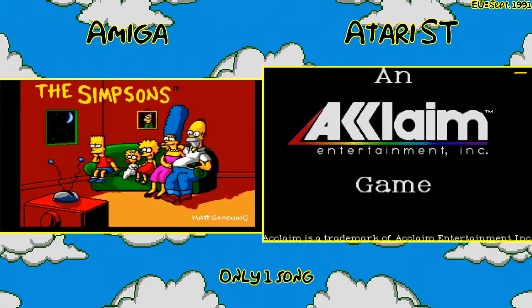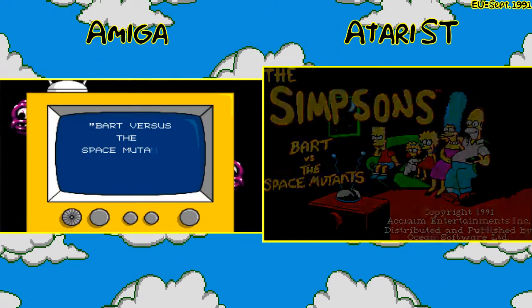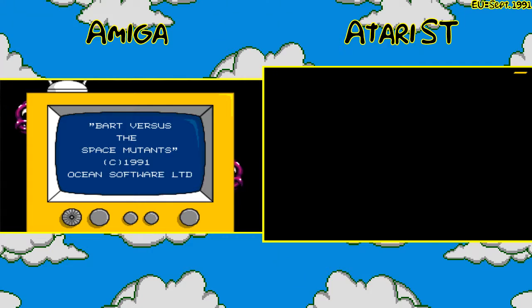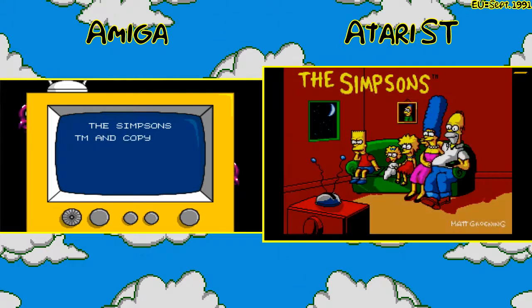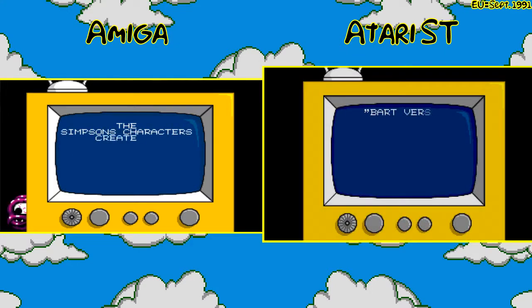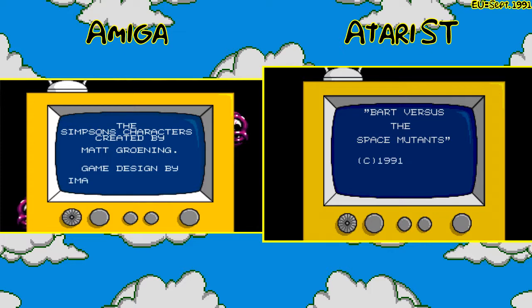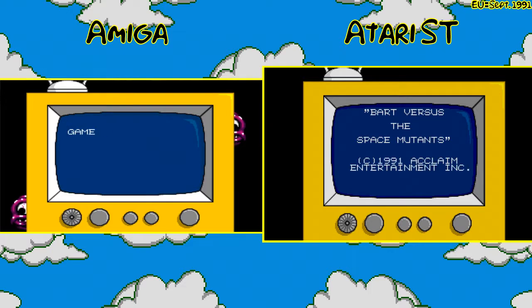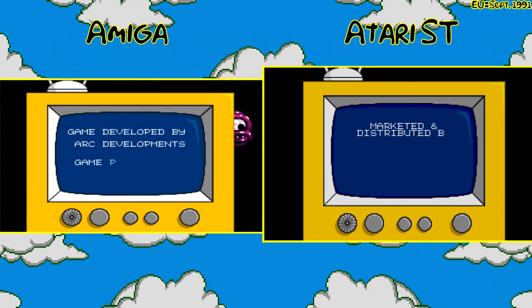Here we go. So Atari ST does not have an intro cutscene, so instead of showing you that with the Amiga, I'm just going to go ahead and skip that entirely. I will be skipping certain sections that the other one doesn't have, just for the sake of trying to go fast. And your number one up or life or whatever you want to call it is basically your last one, so it's the same thing as the Amiga.